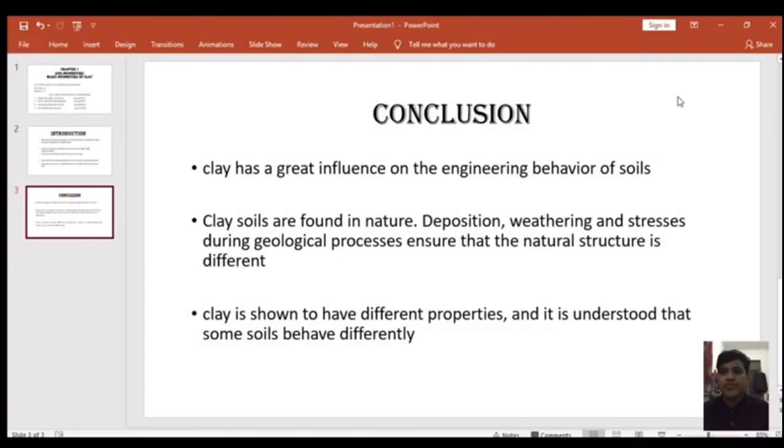For the conclusion, clay has a great influence on the engineering behavior of soil. Second, clay soils are found in nature. Deposition, weathering and stress during geological processes ensure that the natural structure is different. Clay is shown to have different properties and it is understood that some soils behave differently.